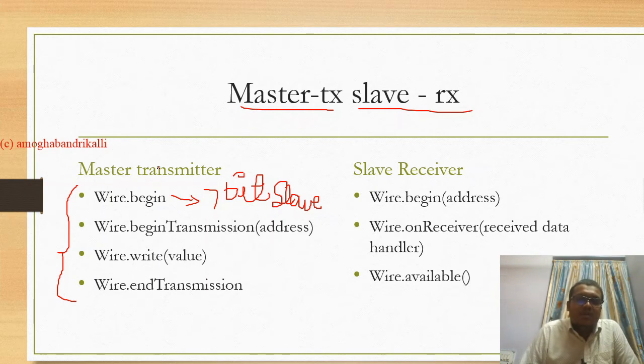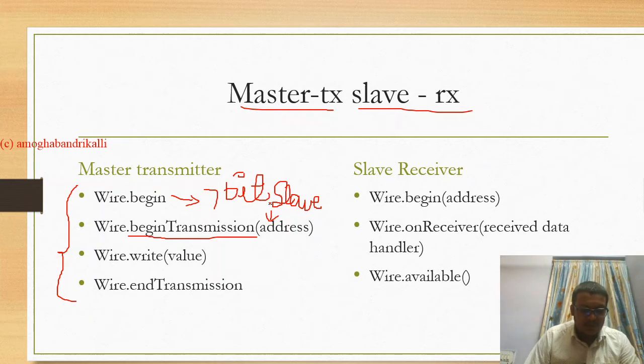Whenever the address is not matched, the slave will not be connected to the master. So it will go on pushing that address to each and every slave. Wherever the address is found, it is going to make the next move. So the next move is wire.begin address. So in the previous state, the address will be found, and that address will be pushed here.